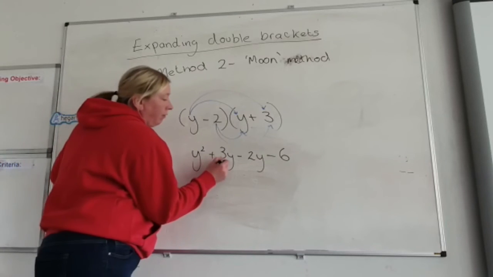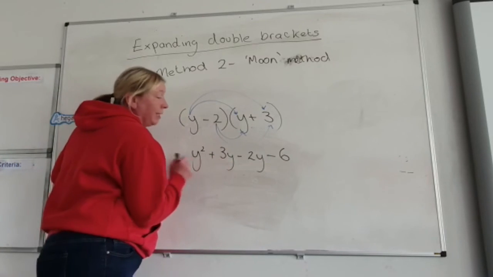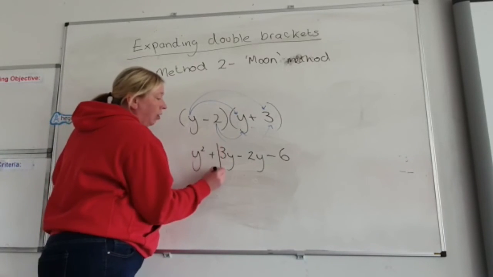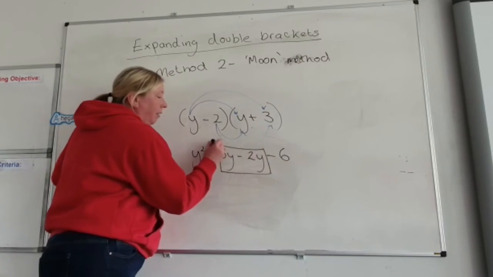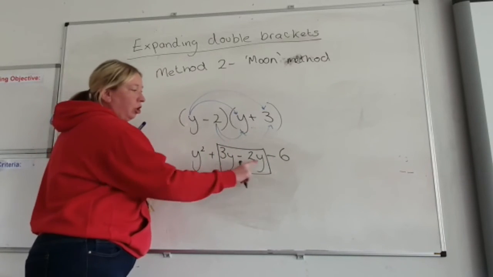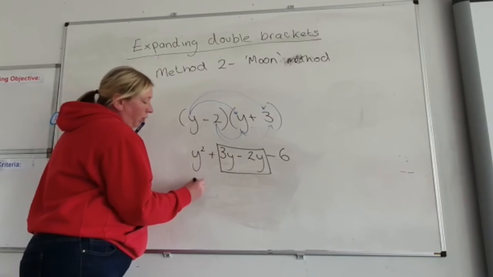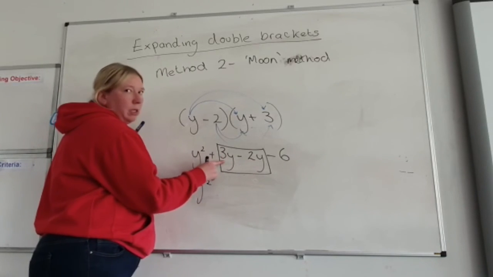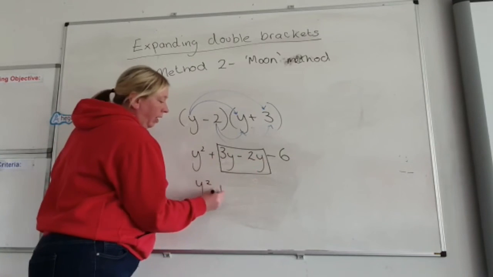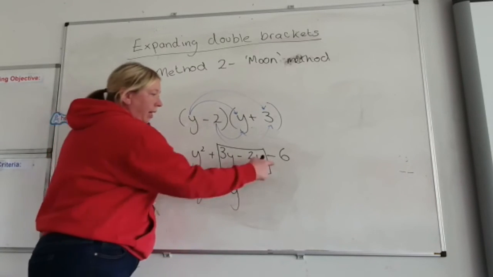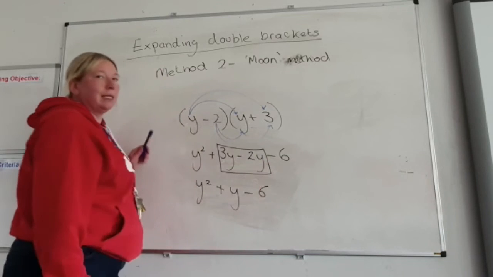Now, your final step using this moon method is to collect like terms, and you should be able to see that these are like terms. That is not a like term because that's a y squared. So we've got y squared. Well, I've got positive 3y, take away 2y, leaves me with that 1y, and I've got the -6 after it.